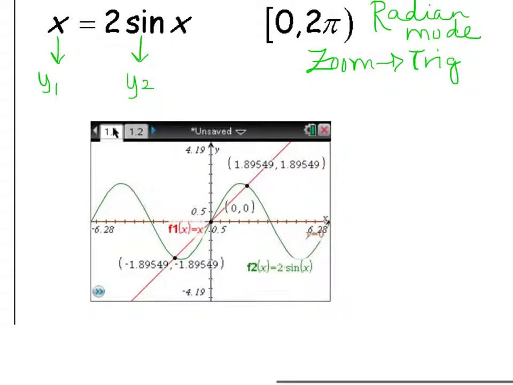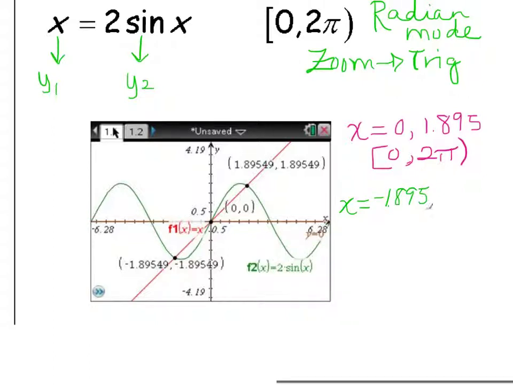And so how do we write our solutions? Well, if we're going from 0 to 2 pi, then x can take on a value of 0, or x can take on a value of 1.895. That's again assuming we're going from 0 to 2 pi. However, if we're going from negative infinity to positive infinity, then I actually have three values, negative 1.895, 0, and 1.895. Those are the only places where the graph of x will cross the graph of 2 times the sine of x.